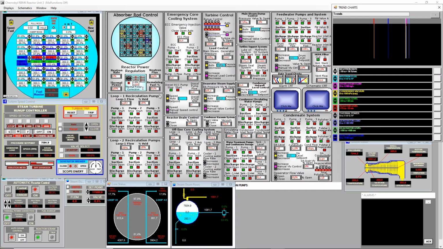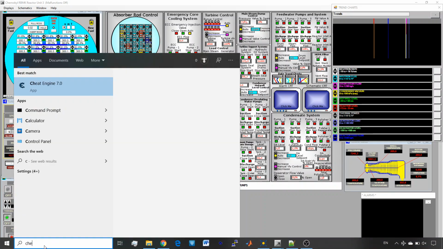Now the remaining fuel is 81%. And I don't have Cheat Engine activated now, so this is being reduced, or the fuel is being consumed very fast. Now let's go to Cheat Engine.